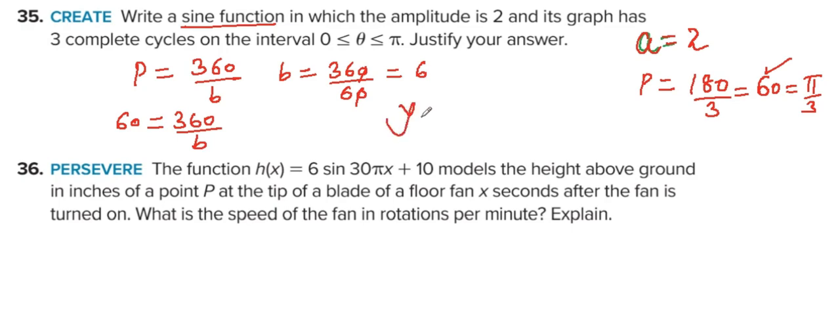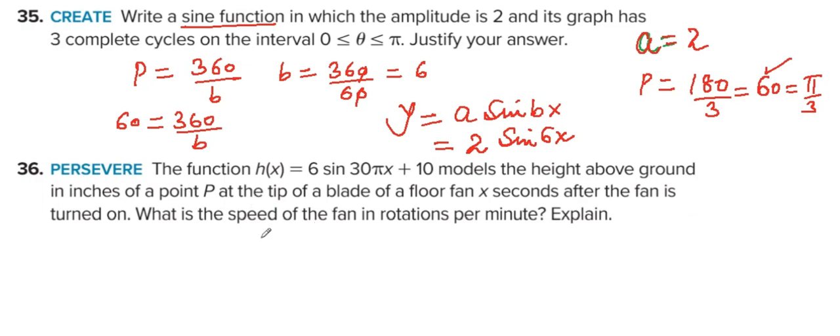So y is equal to a sine bx plus the middle value, which is not given here. So we can write it as y equals 2 sine 6x, because a is 2 and b is 6. So this is the value of this.